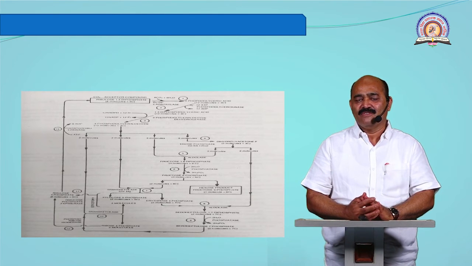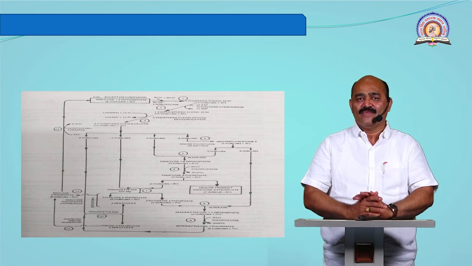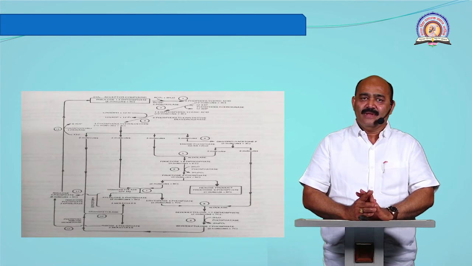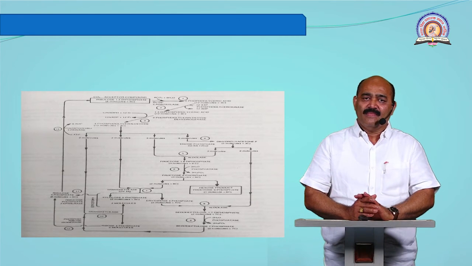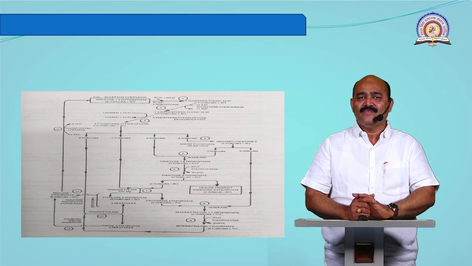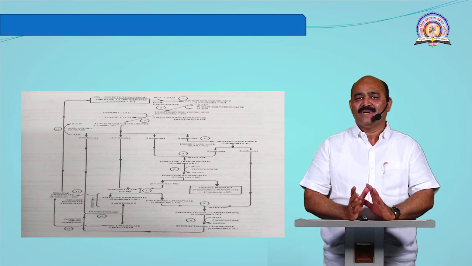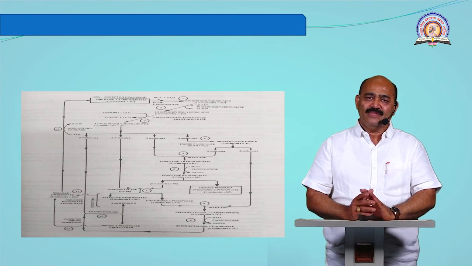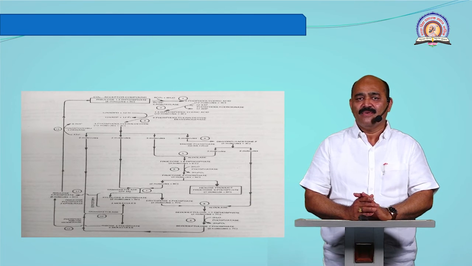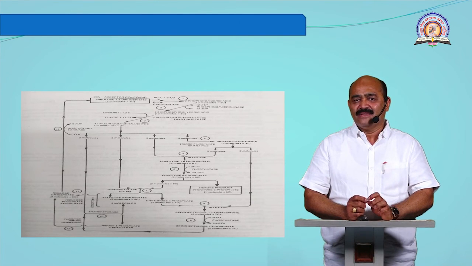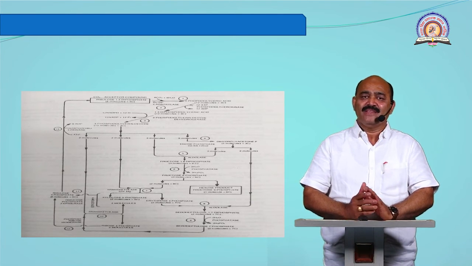That means the 5 carbon compound, ribulose 1,5 diphosphate, combines to form 12 molecules of 3 carbon compound, 3-phosphoglyceric acid. Now, these 12 molecules of 3 carbon compound are the stable compound. That's why the cycle is known as the stable cycle.